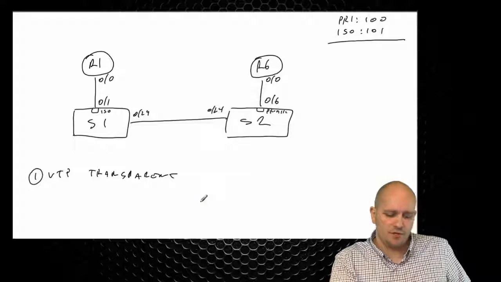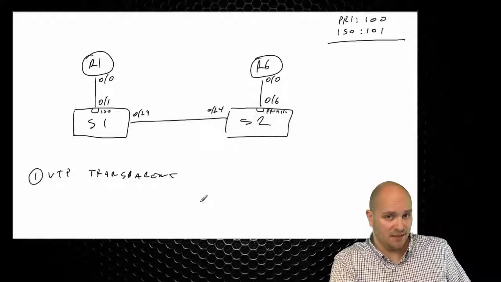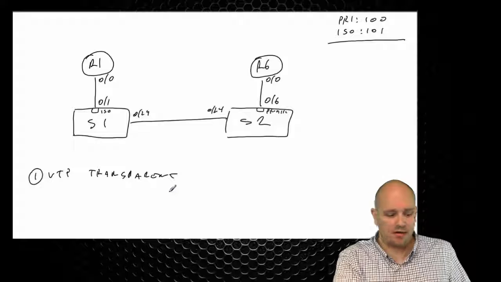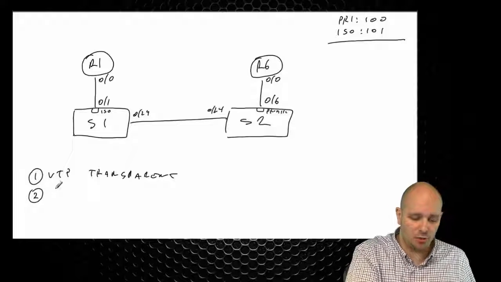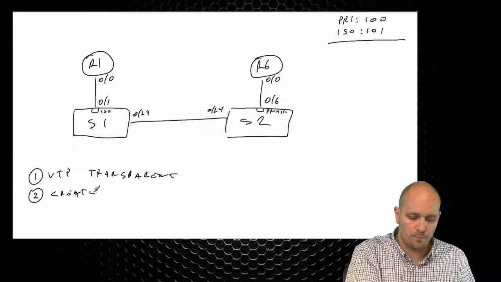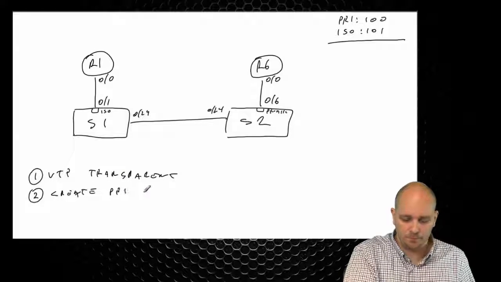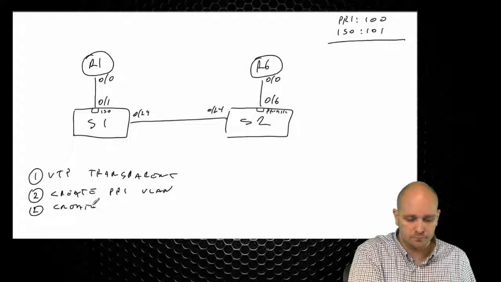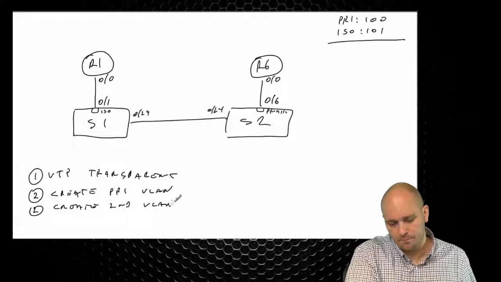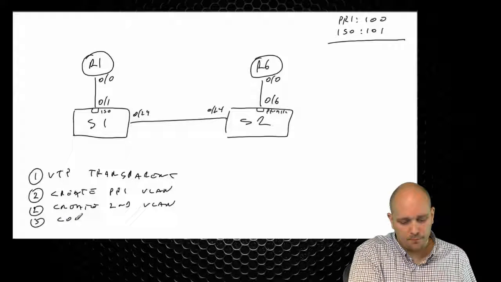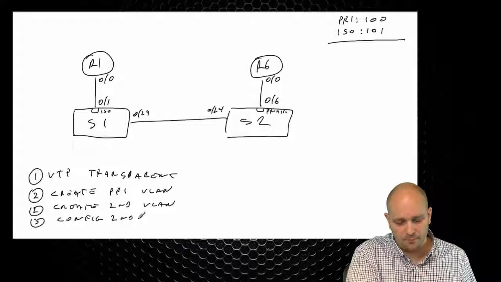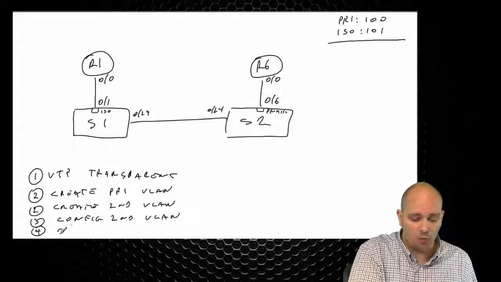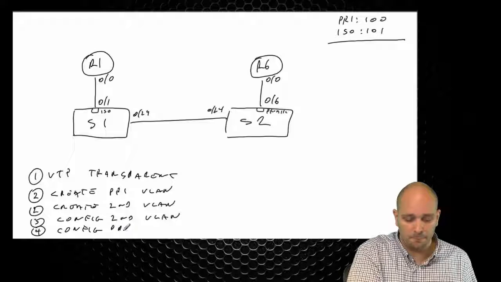With VTP version 3, things have changed just a little bit, but for now we're just going to stick with VTP transparent. The other thing we need to do is create the VLANs. So I'm going to create the primary VLAN. Then I need to create the secondary VLAN, configure the secondary VLAN, declare it as the secondary, and finally I need to configure the primary VLAN.